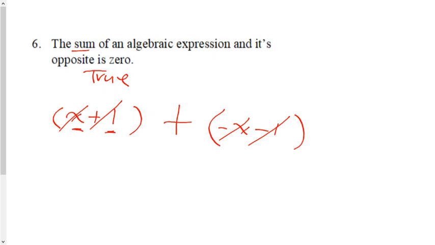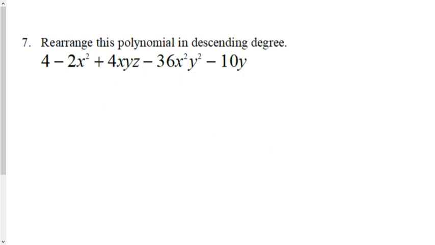Any questions on the true-false? Question 7 says rearrange these terms in the polynomial in descending degree. So we have a 5-term polynomial. Are any of those 5 terms like terms? No, they're not.